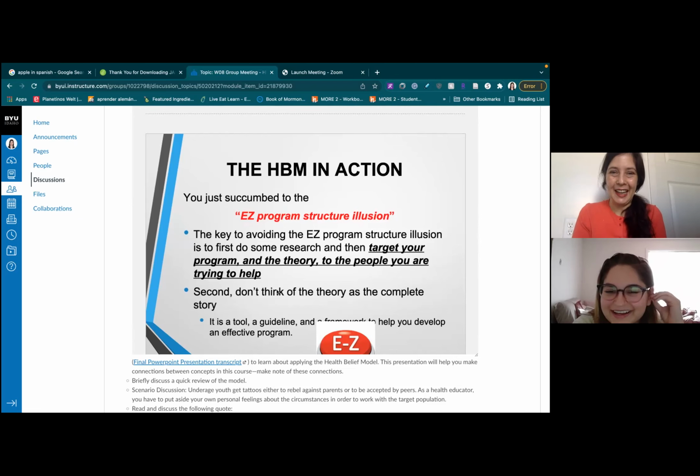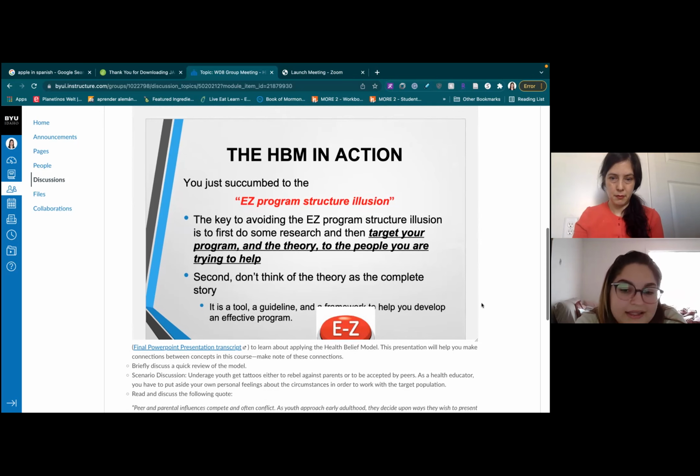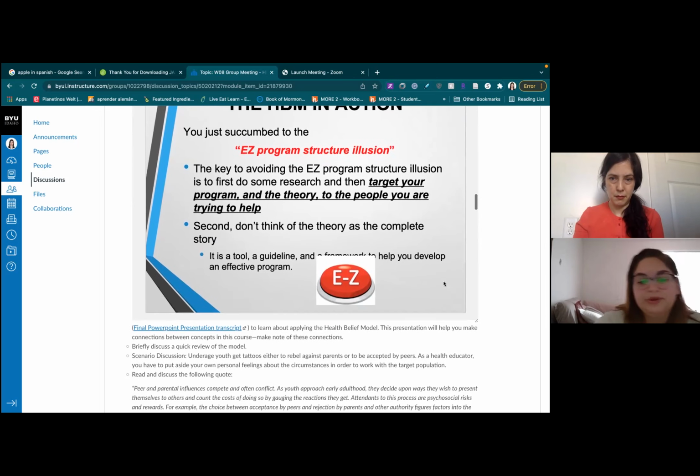Okay. The HBM in action. You just succumbed to the easy program structure illusion. The key to avoiding the easy program structure illusion is to first do some research and then target your program and the theory to the people you are trying to help. Second, don't think of the theory as the complete story. It is a tool, a guideline, and a framework to help you develop an effective program.